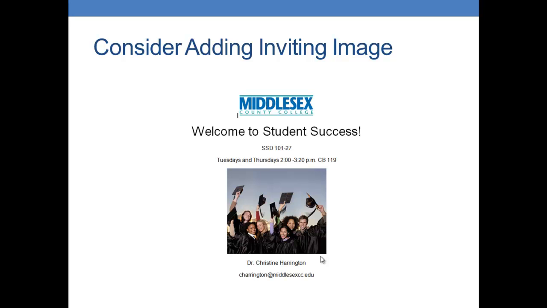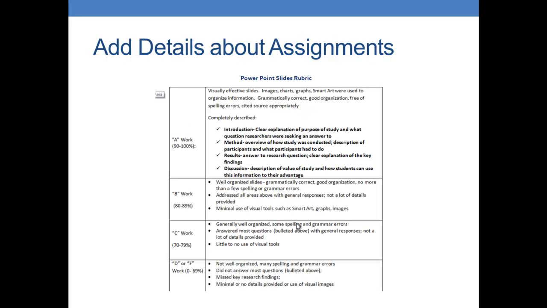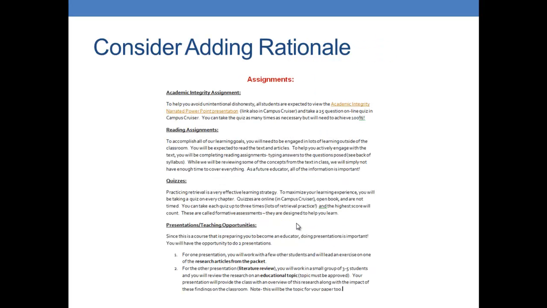So if we take a look at some things you can do that might lengthen the syllabus but also increase engagement and motivation, consider adding an inviting image, maybe even onto the very front page of the syllabus. I do this on my syllabi, and I think it really makes a much more positive impression on students, and it gets them more engaged and evokes some positive emotions about the class. Again, adding details about assignments I think is powerful, so including those rubrics is a great idea at the back of the syllabus. And another strategy is to add the rationale for the assignment.